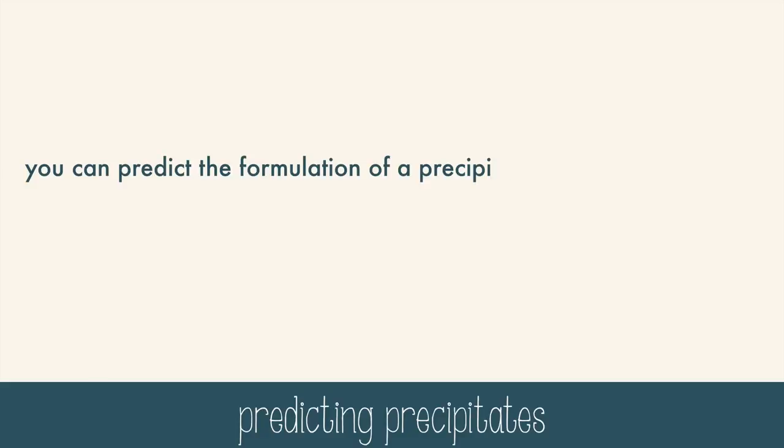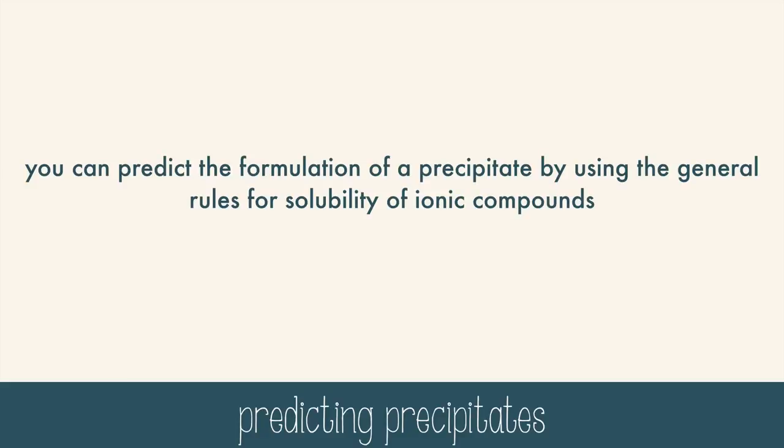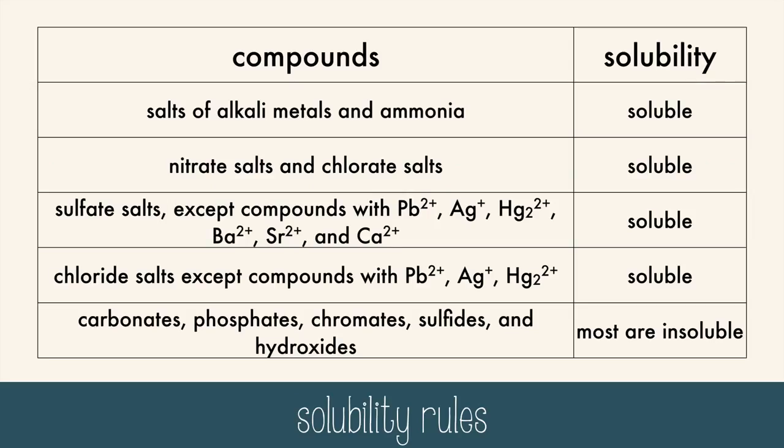You can predict the formation of a precipitate by using the general rules for solubility of ionic compounds. Now, how do you know what the rules are? You can look them up in a chart. Most compounds are soluble, with a few exceptions, and the carbonates, phosphates, chromates, sulfides, and hydroxides are mostly insoluble, meaning they will most likely form the precipitates.